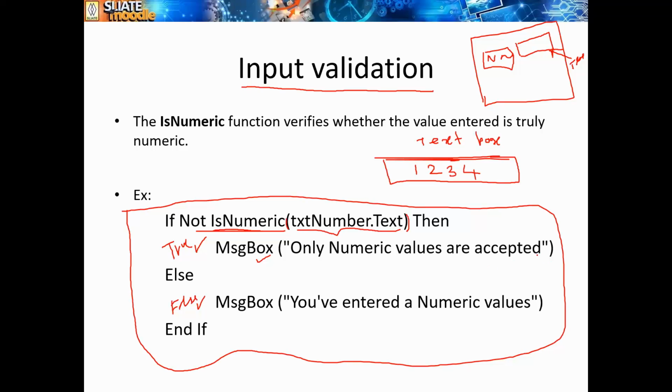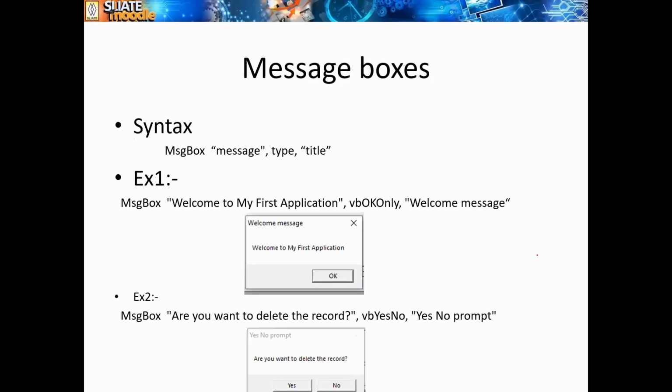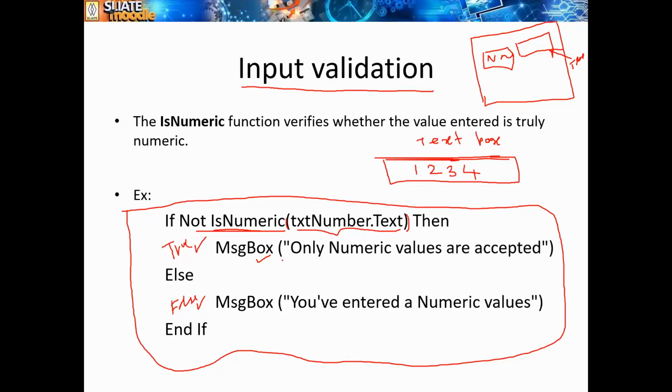So here you don't have what we learned before, I mean, here you have this type and title, right? In this one, you are not going to use those things, types or titles. You will just show a message, right? So whatever the controls you have here, you are not going to use those things, nor any title here. So simply, a very simple message will appear on the screen, just mentioning the message. Okay, that's what's going to happen in this last message box, right? So the only numeric values are accepted part will be displayed on the screen.